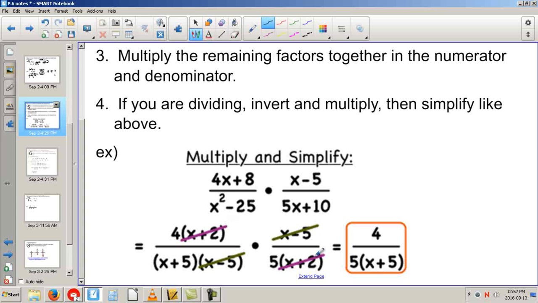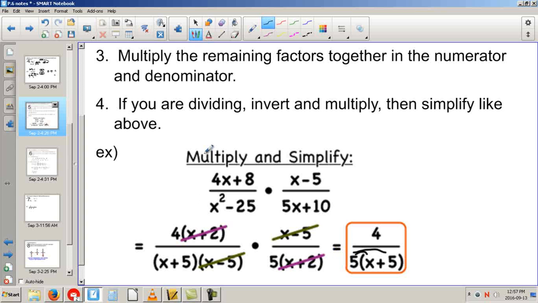Canceling the x plus 2 with an x plus 2, and the x minus 5 with an x minus 5, leaves me with 4 on top, and 5 times x plus 5 on bottom. Some of you might ask, do I need to distribute? The answer to that is no. We almost never distribute the information back in. We typically leave it just the way it is. Okay?